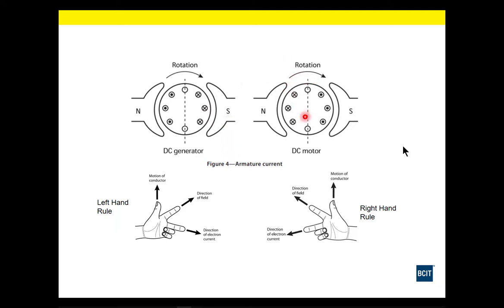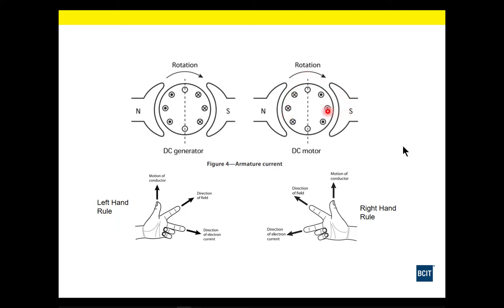Now if we go over to the other side for the DC motor here, we are actually putting current into these conductors. We have the magnetic field already in place, so we have to use our right-hand rule now. So if we put our index finger pointing from north to south, and if we have current going away from us, that's going to make our conductor get forced in the upwards direction.